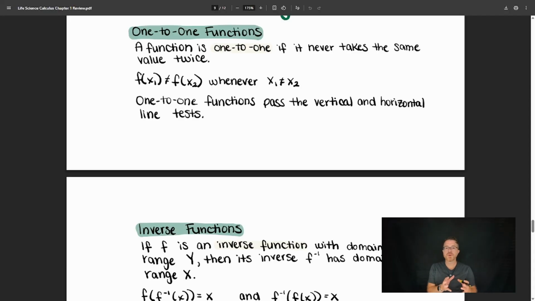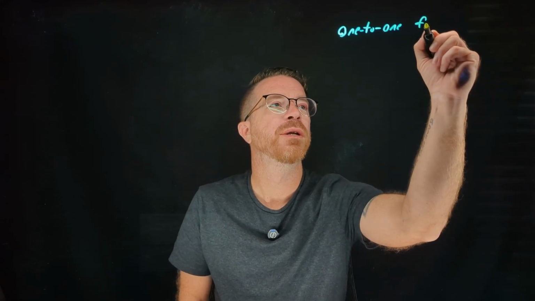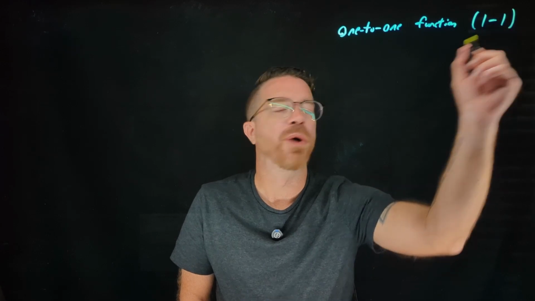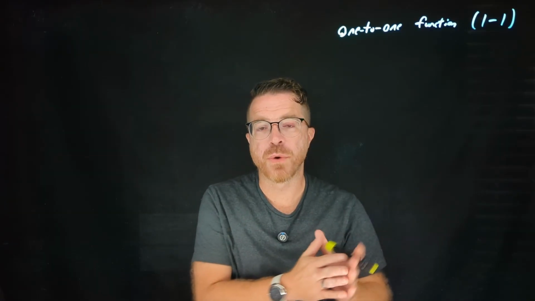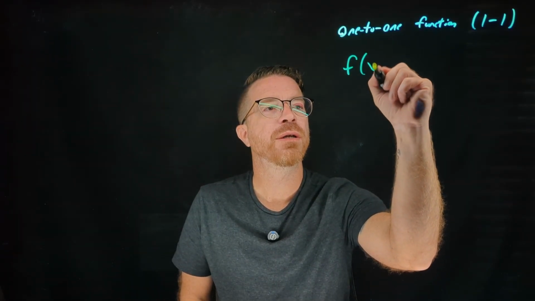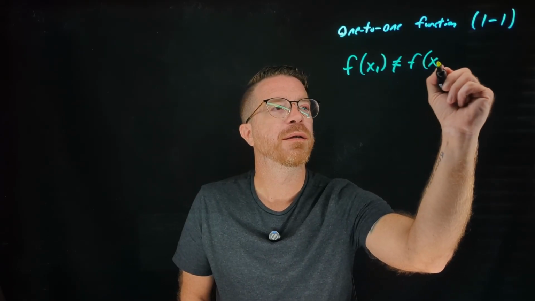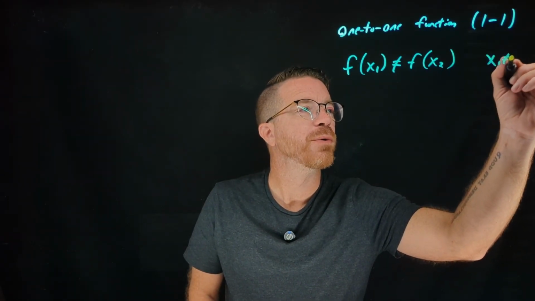Next, what I want to do is cover some definitions that we're going to be using and are often going to come up in a lot of math classes, but particularly in calculus. And the first is a one-to-one function, which you may also see as 1-1. What a one-to-one function is, is a function that can never take the same value twice. That is to say that if I have some function and I have the value x1, it will never be the function at x2 where x1 does not equal x2.